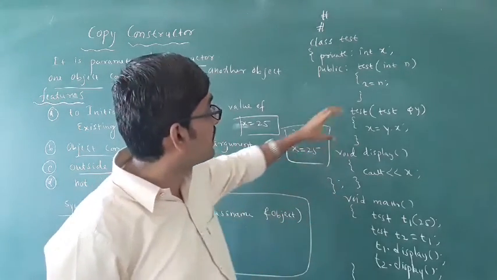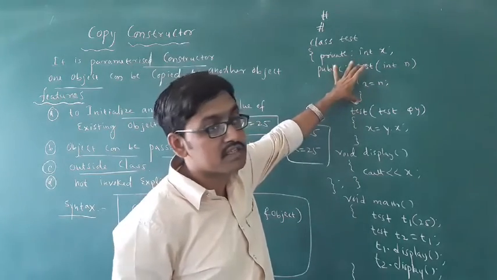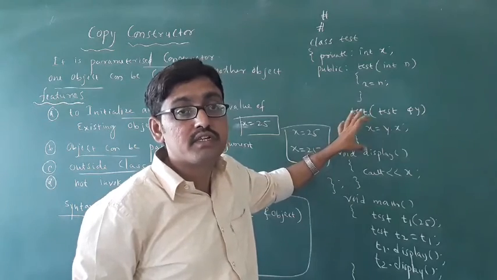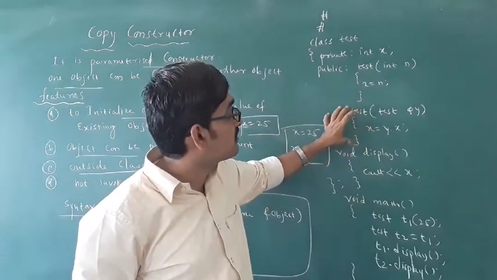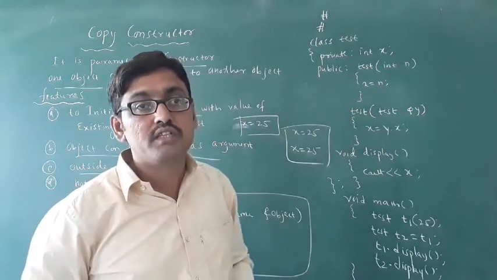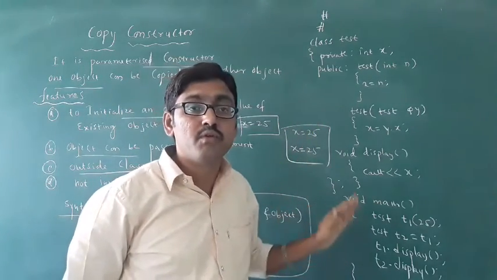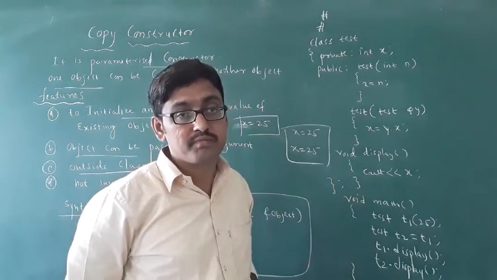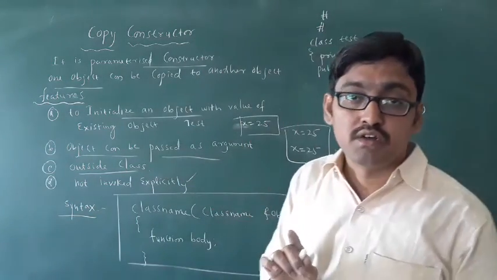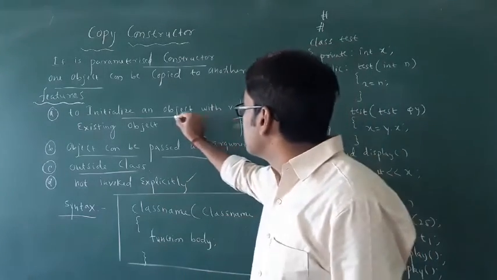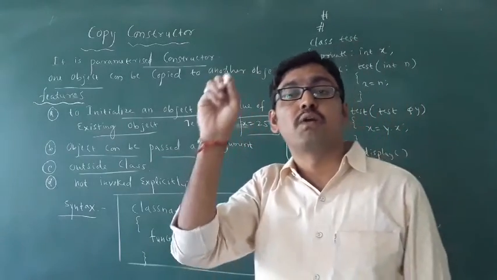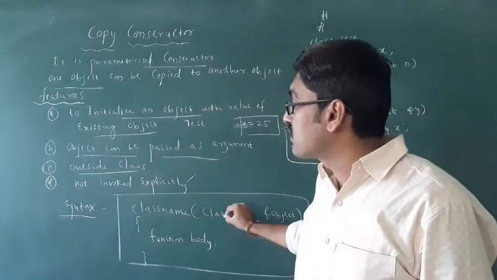Copy constructor, you have to remember this syntax. This is a parameterized constructor, and this value can be copied by using the syntax of the copy constructor. What is the syntax? Class name and object. This is a simple copy program. You have to practice this program, it is very easy. If you want the value of one object to be copied to another object, then you have to use a copy constructor.